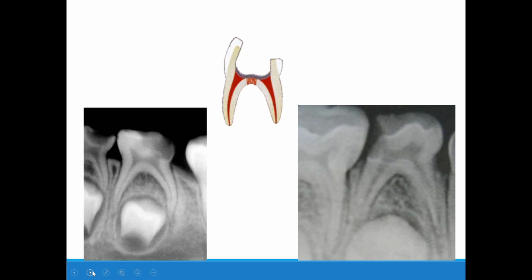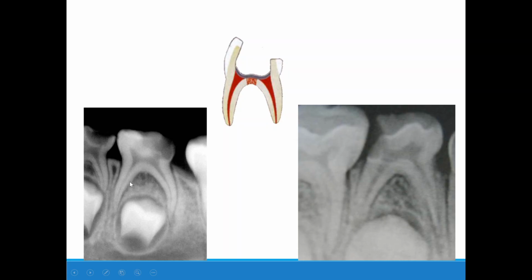I want to remind you why we can see the inflammation in the zone of furcation. Because you should remember that in primary molars, especially in the lower jaw, very often we can see additional canals on the bottom of the pulp chamber of these molars. That's why the infection can go through these additional canals into the zone of furcation.